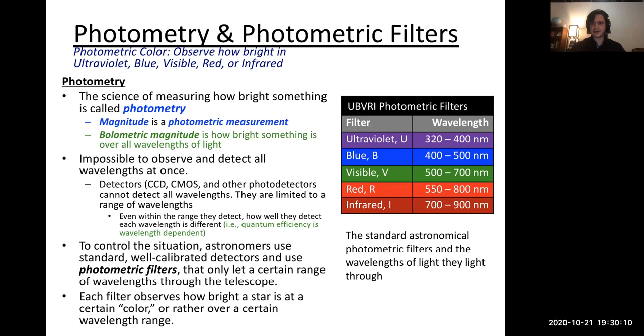That kind of technology just simply doesn't exist. You can't observe all parts of the electromagnetic spectrum with a single detector. Let's take an example: our human eye. As a detector, we only see visible light. We can't see other parts of the electromagnetic spectrum. Our retina is not equipped for it.